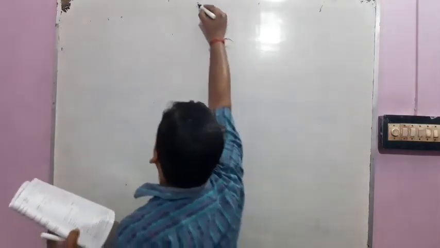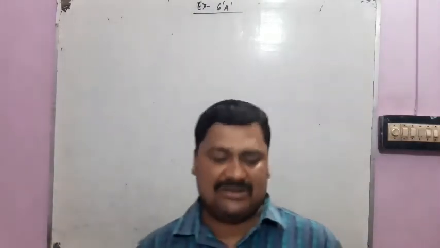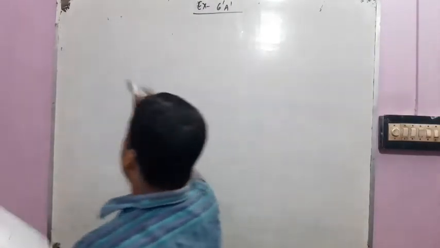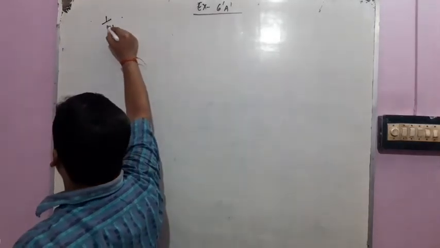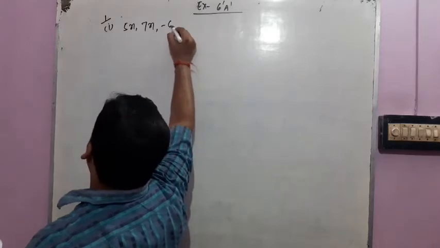We will start exercise 6a. Now students, in exercise 6a we have to solve problems related to adding algebraic expressions. The very first question is, we have to add 5x, 7x and minus 6x.